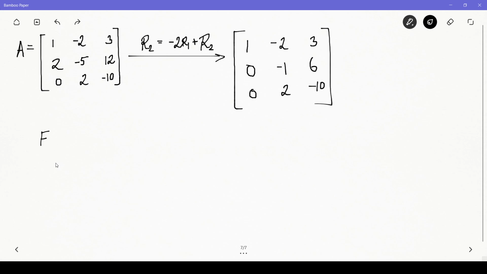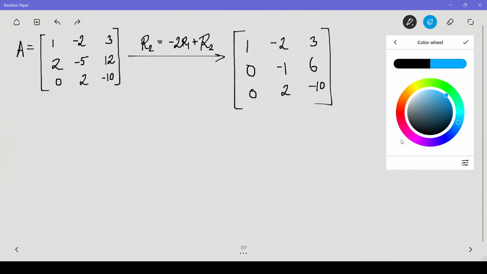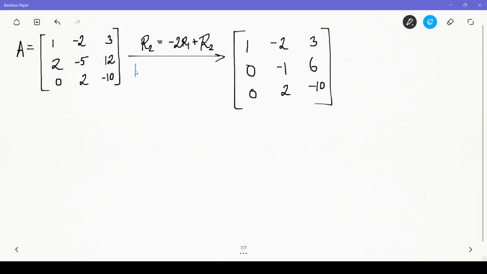Okay, so let's try to see how we can do that. Let me choose a different color. Okay, now we are going to see what the elimination matrix E sub 2 1 looks like. The creation of these elimination matrices is pretty simple, very intuitive.